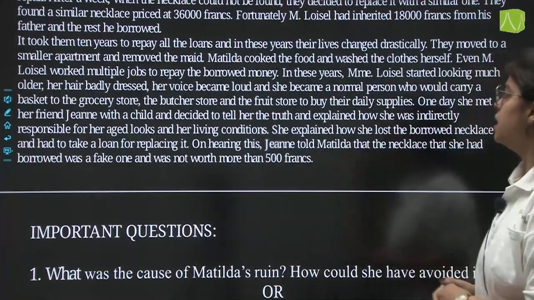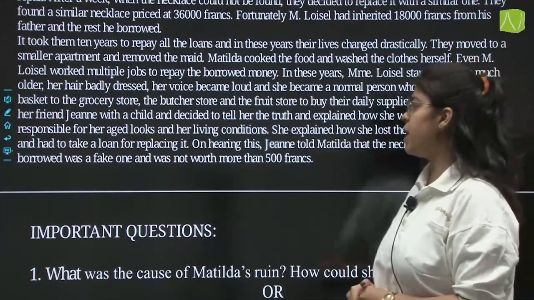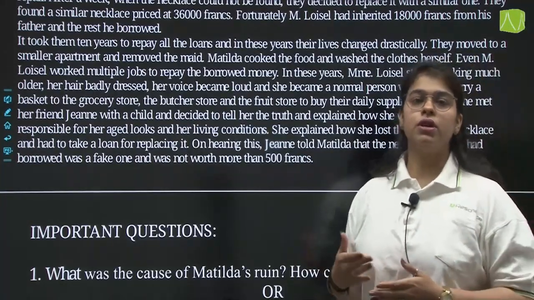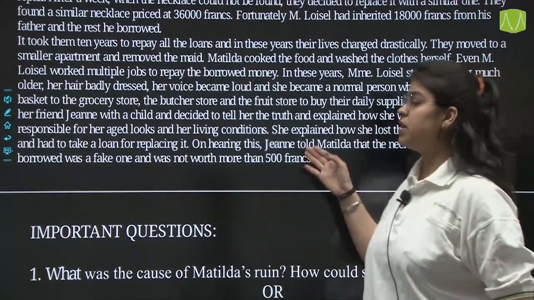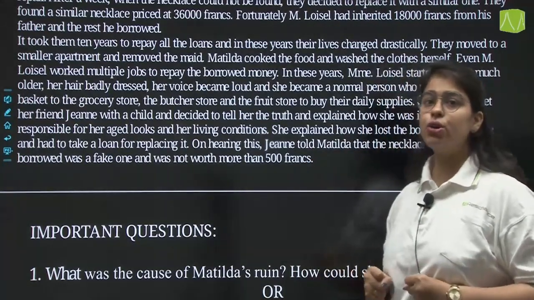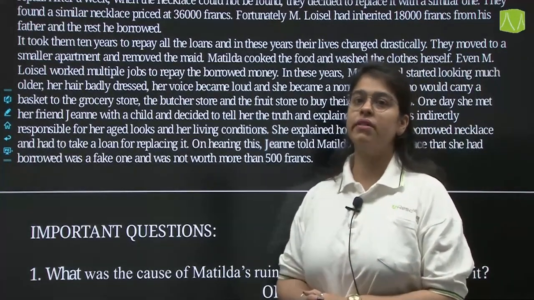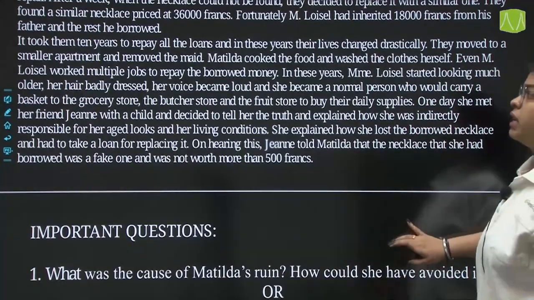On hearing this, Jeanne told Matilda that the necklace she had borrowed was a fake one and was not worth more than 500 francs. So instead of this 500 francs necklace, they had to repay the loans for 10 years and they made themselves suffer along with it. So this is the story, The Necklace.